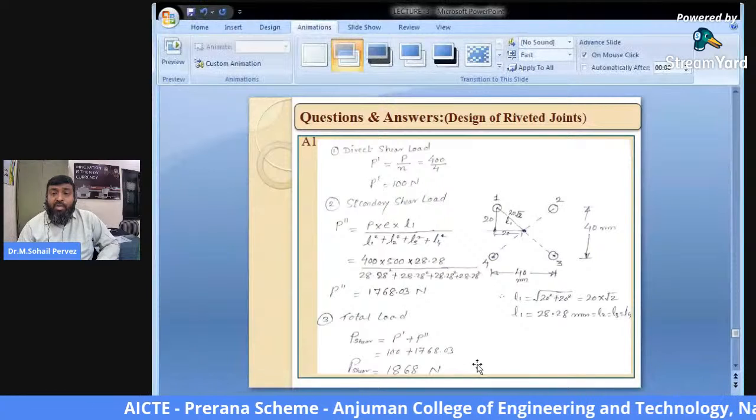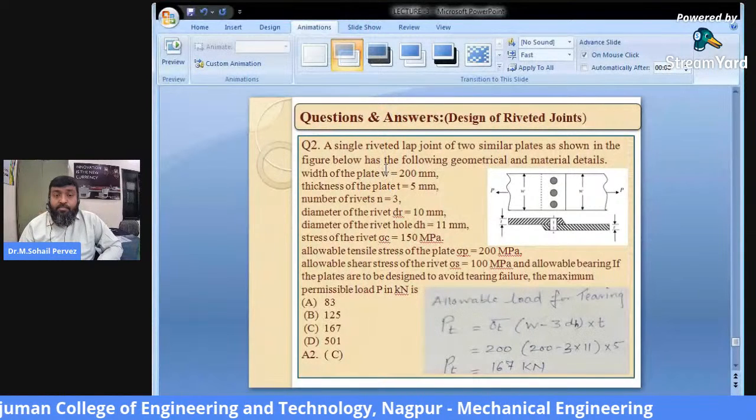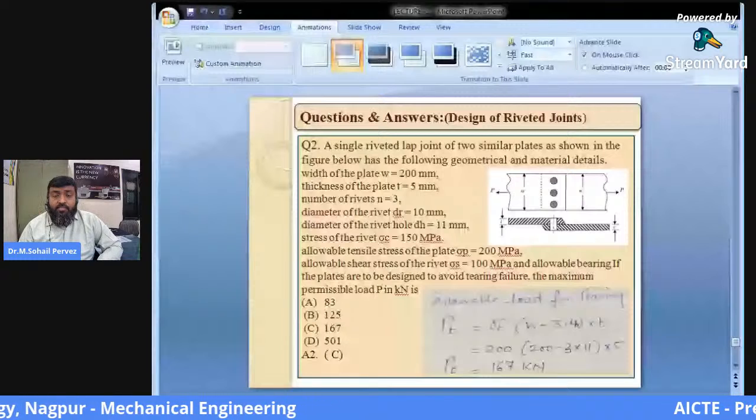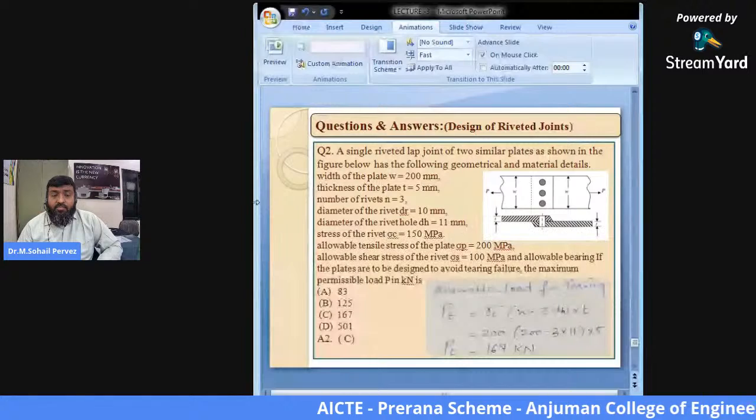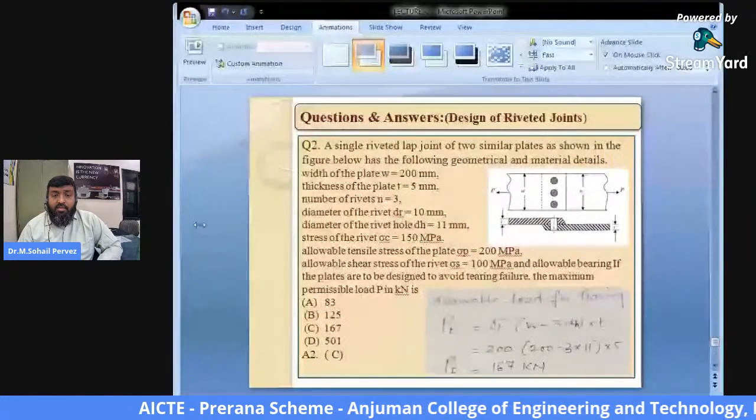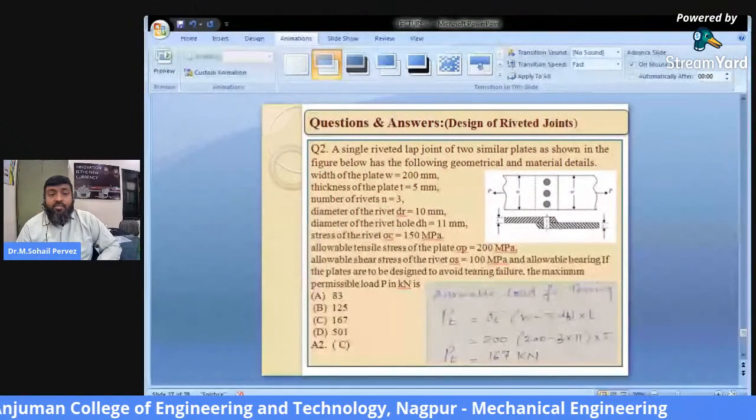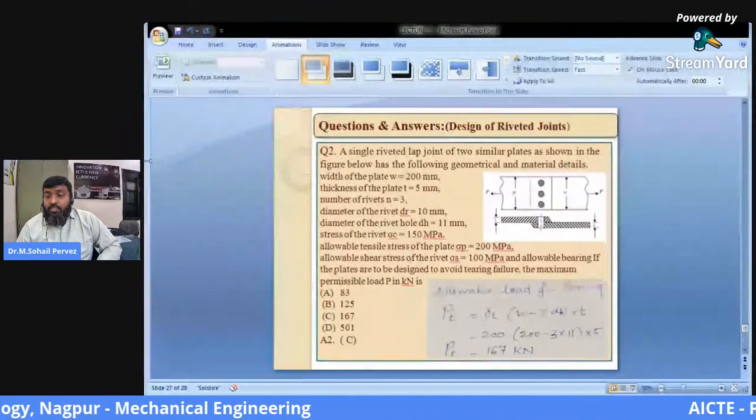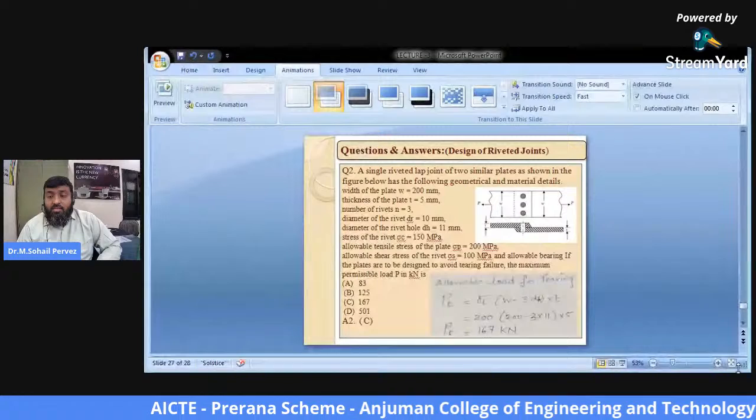Again, the same thing, but a single riveted lap joint. In the lap joint, the very basic entity is to be there. So the lap joint, I think this is quite visible now.